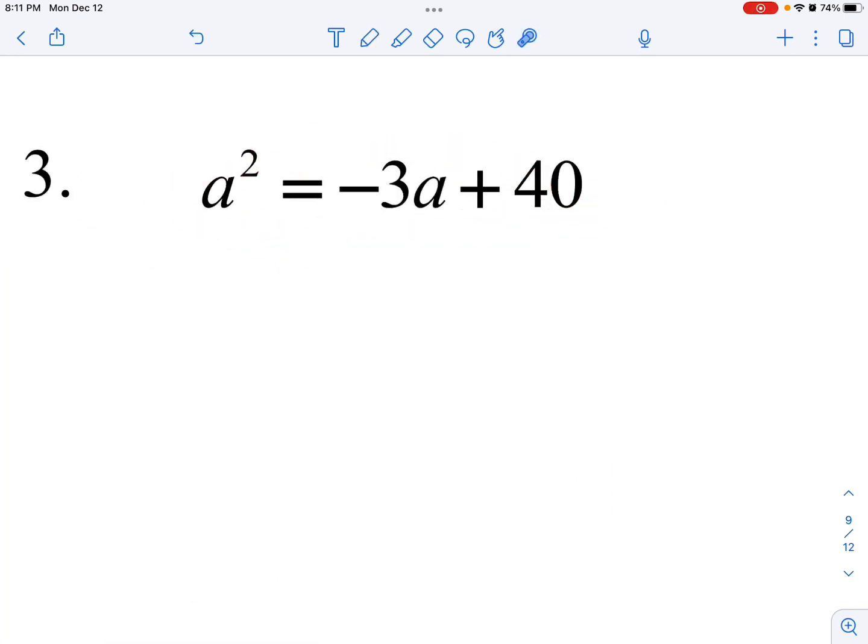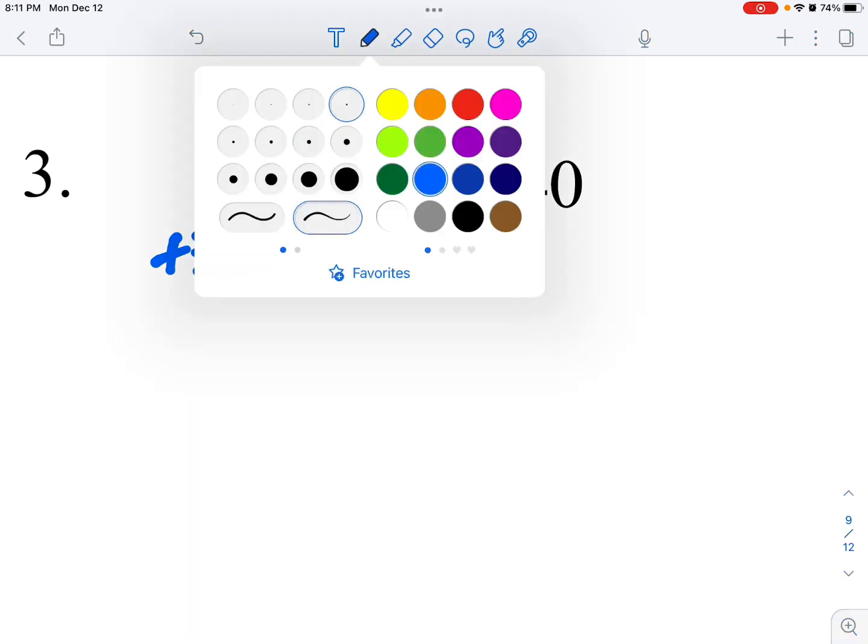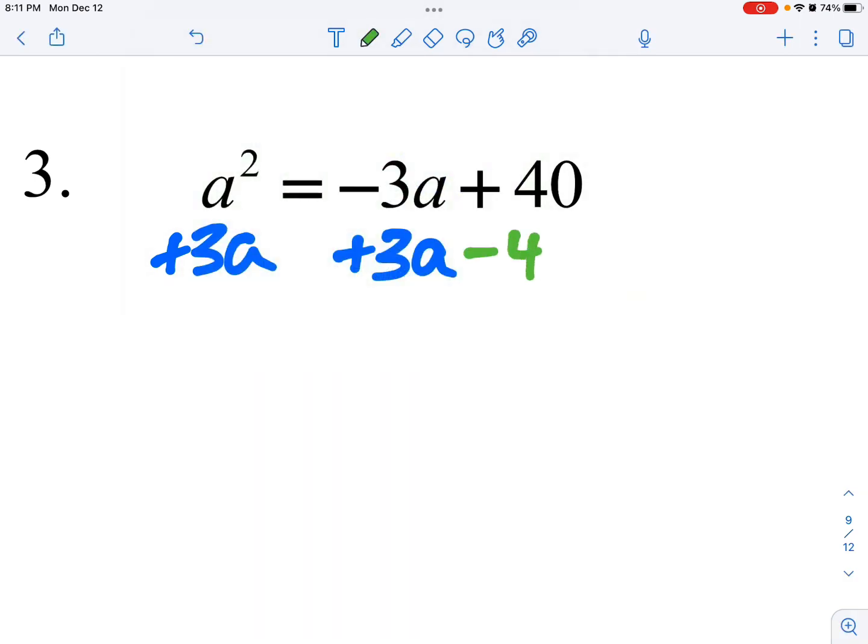Here's a problem with this one. Here's my equal sign. I don't have an equals 0 anywhere, so I need to move this over to this side, and I need to move this over to this side so that I have a 0 on one side. How do I do that? I'm going to add the 3a to both sides, and I am going to subtract the 40 from both sides.